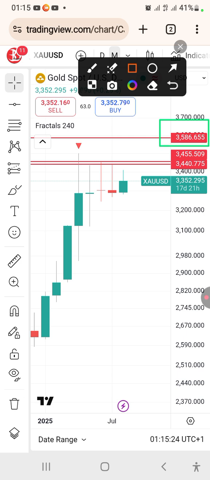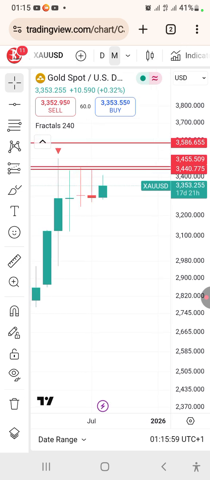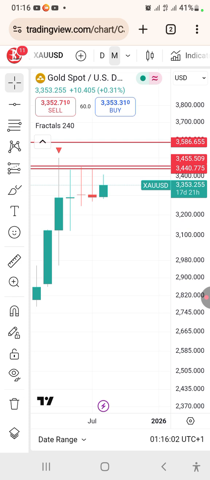Which are at the price of 3586.655. That's one. If the market can get to that level, you should get set to sell. Or 3455.509. The market should also get to that level, you should plan to sell. Now the third key level is 3440.775. These are the key levels that you will be looking at to sell.